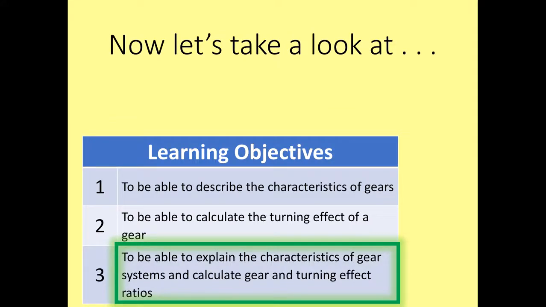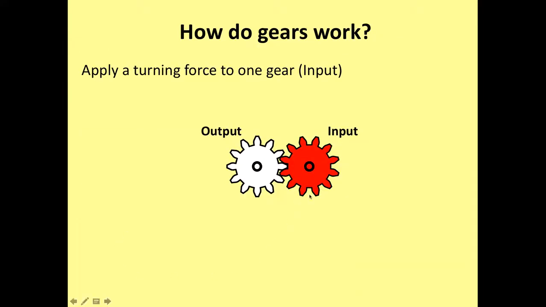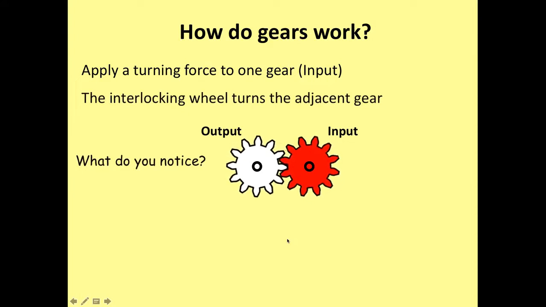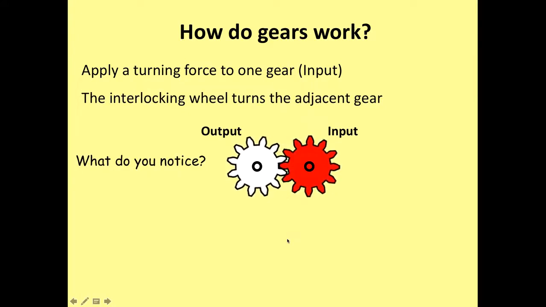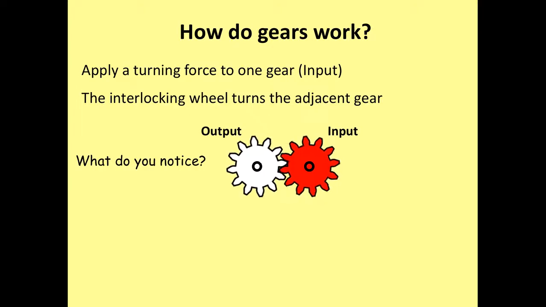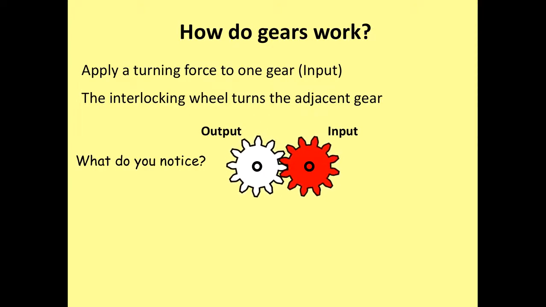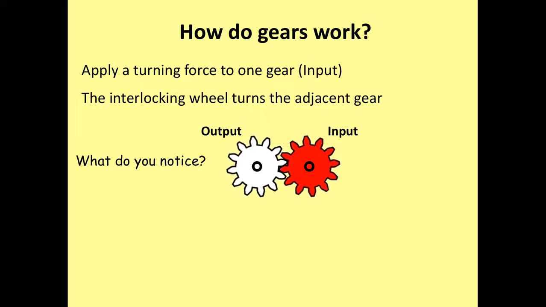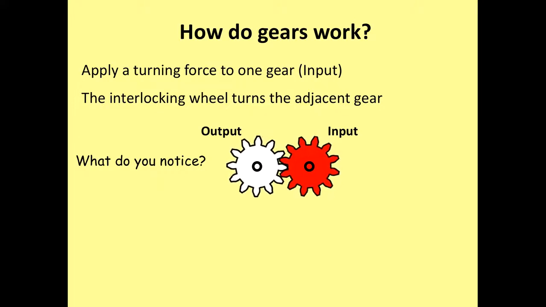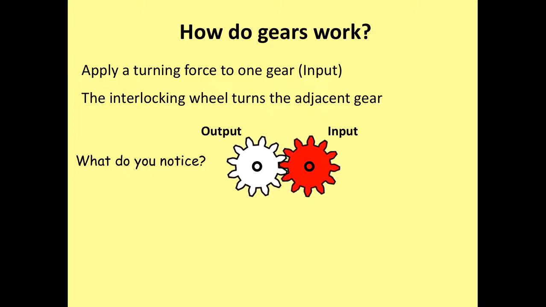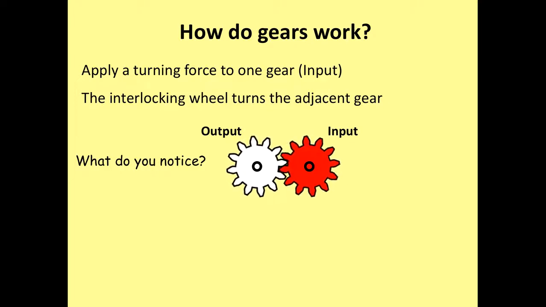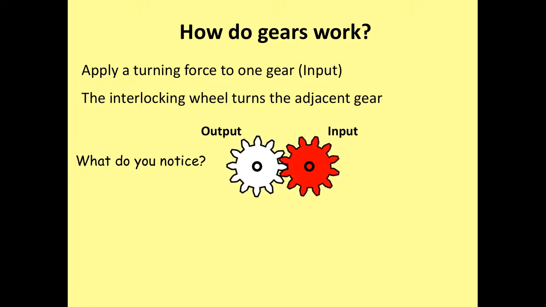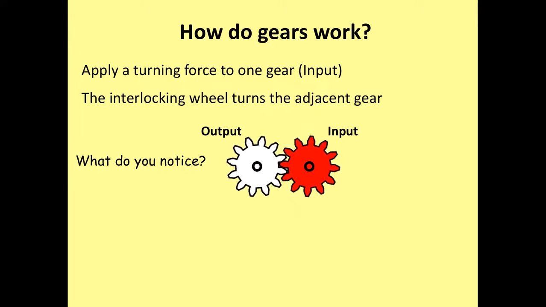Final aspect of the work then, being able to explain the characteristics of gear systems and calculate gear and turning effect ratios. So here we have two gears. The input gear in red is turning clockwise, and hopefully you can see, without me telling you, that the output gear is turning anti-clockwise. So one of the things we can do with gears, apart from changing the turning effect, apart from changing the speed of rotation, we can also change the direction of rotation.